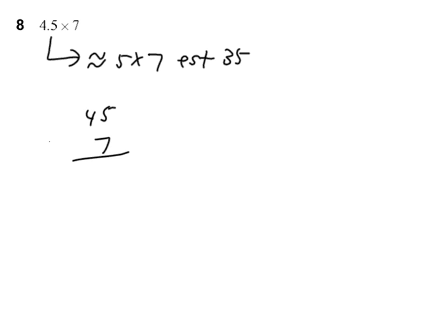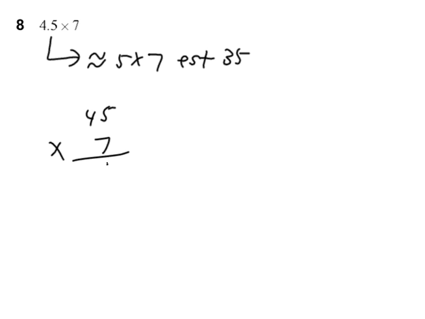Question 8 is the product of a decimal number and a whole number. So what we ended up actually saying to do in the curriculum is you estimate. So if I said this is approximately 5 times 7, then I would say an estimation would be roughly 35, would be a good estimation for what 4.5 times 7 should be. And then what we do is we drop our decimal and simply multiply it out.